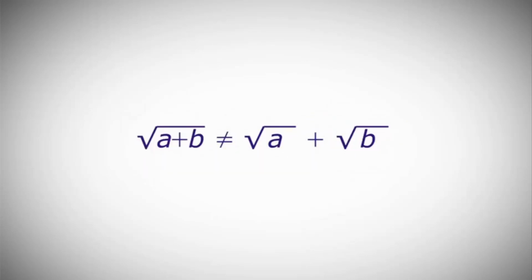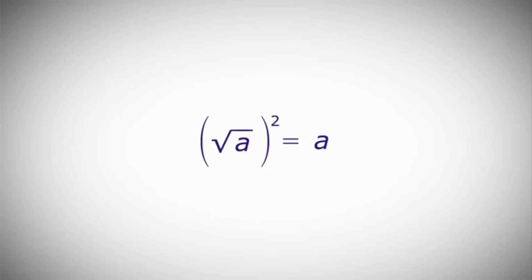Now the next two bullet points are cautionary. The square root of a plus b does not equal the square root of a plus the square root of b. You cannot pull apart a sum when it's underneath a radical sign. Similarly, the square root of a minus b does not equal the square root of a minus the square root of b. The next point states that the square root of a squared is equal to a. Taking the square root of something and then squaring it basically undoes the operation. So you're just left with whatever number is underneath the radical sign.